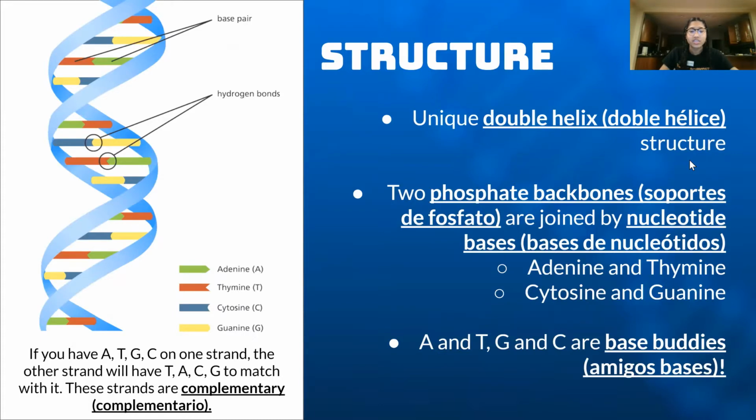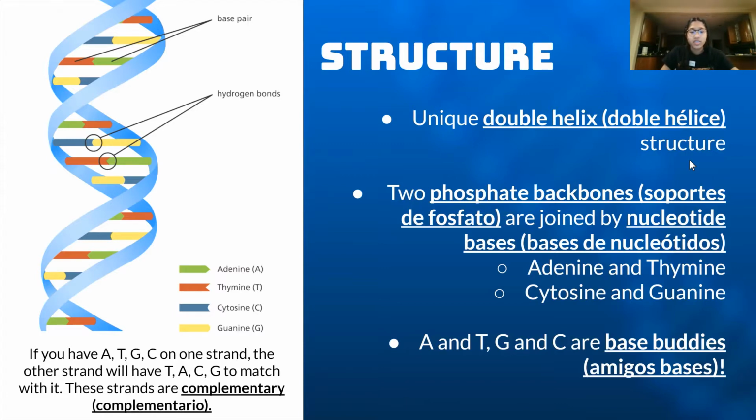DNA has a unique structure called the double helix. It looks a little bit like a twisted ladder. 2 phosphate backbones are joined by nucleotide bases. There are 4 different types of nucleotide bases: adenine, thymine, cytosine, and guanine. Think of them as just letters, A, T, G, and C, or letters of the DNA alphabet.